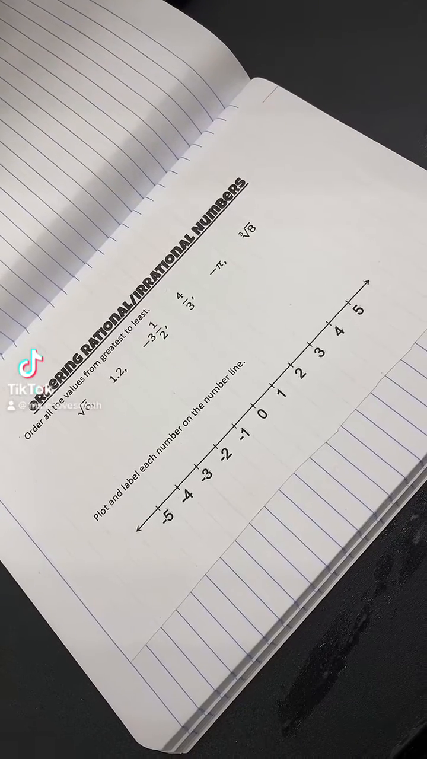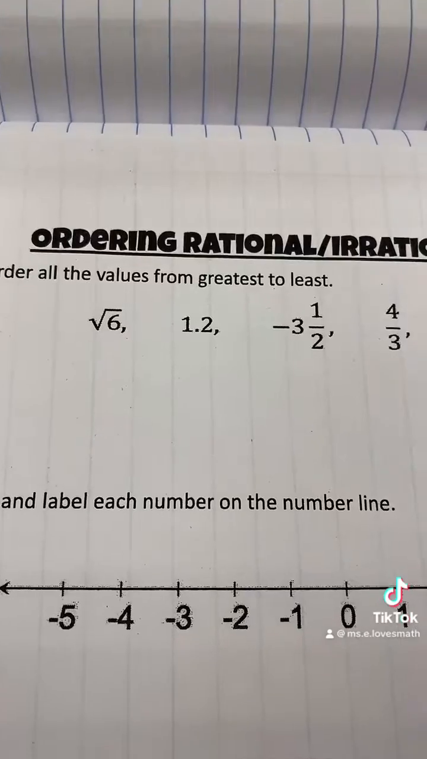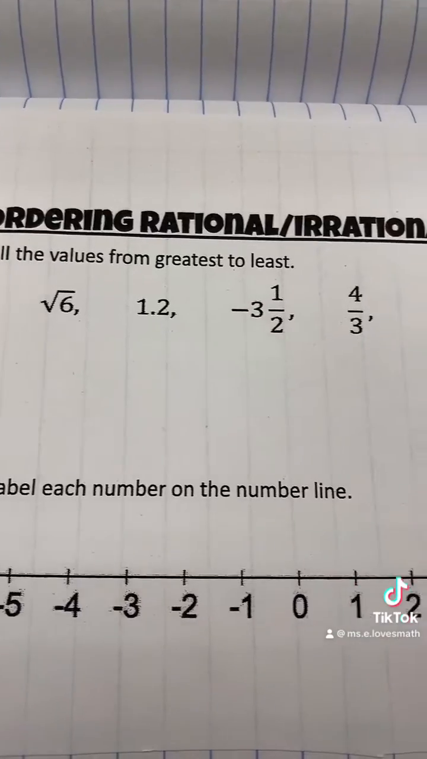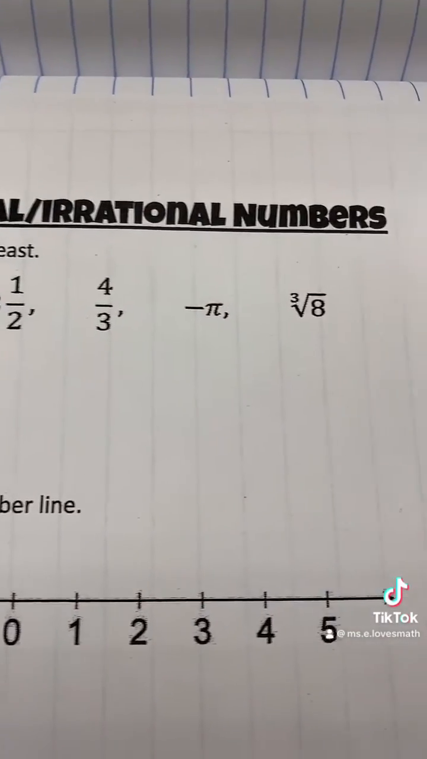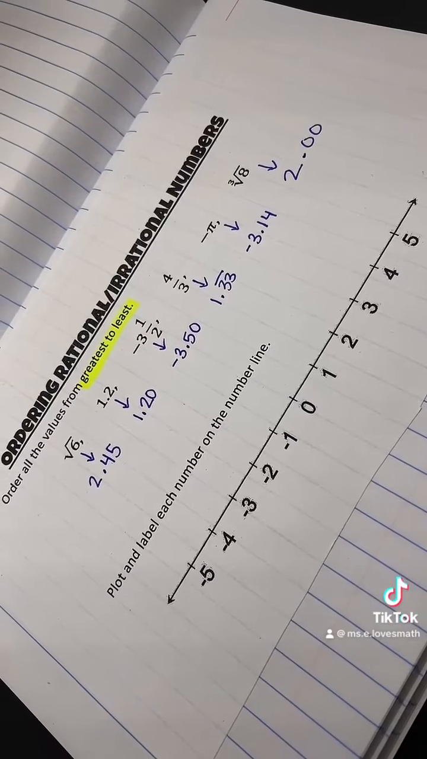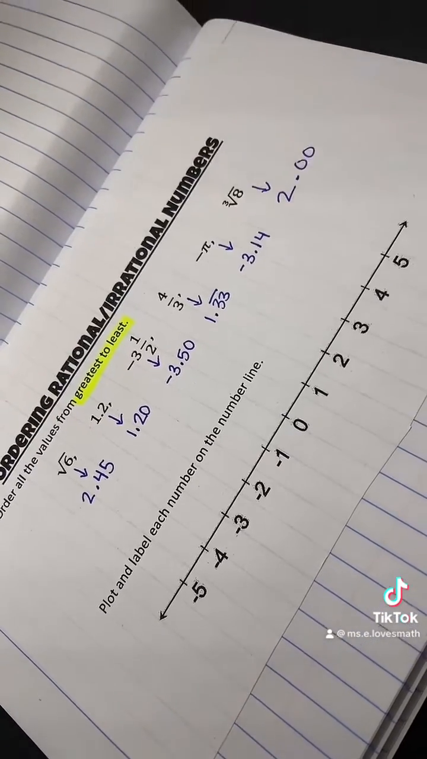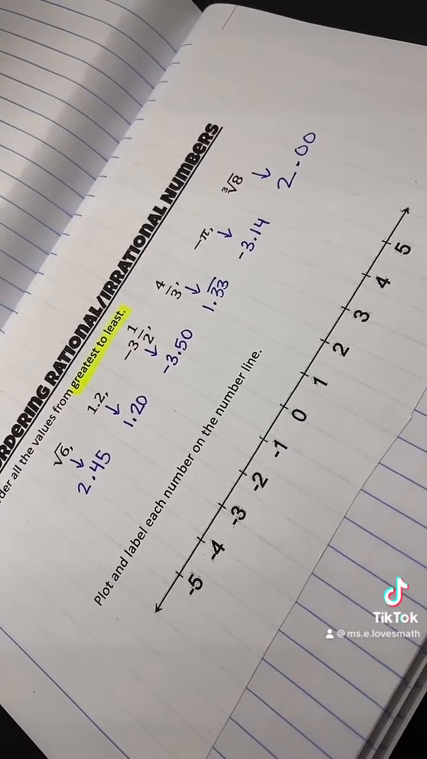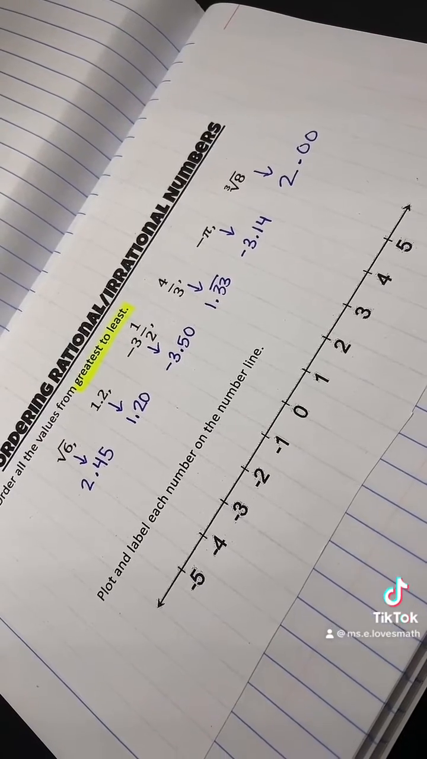Ordering rational and irrational numbers. We need to put these values in order from greatest to least. Step 1 is to turn all of these numbers into decimals so that it is easier for us to notice which ones are bigger and which ones are smaller.